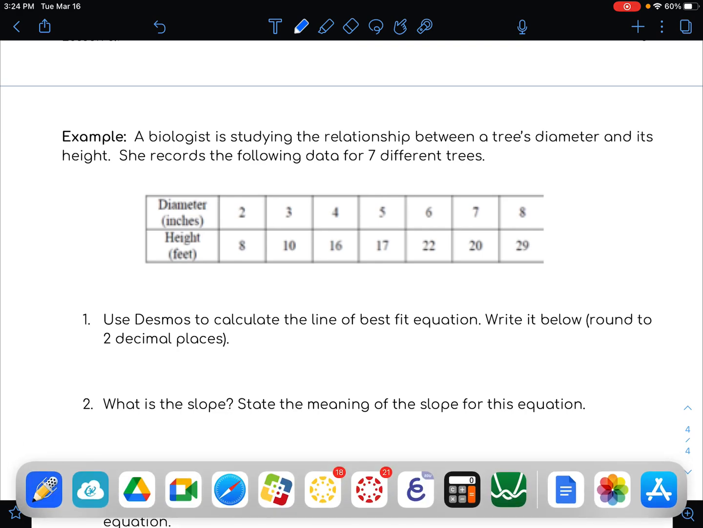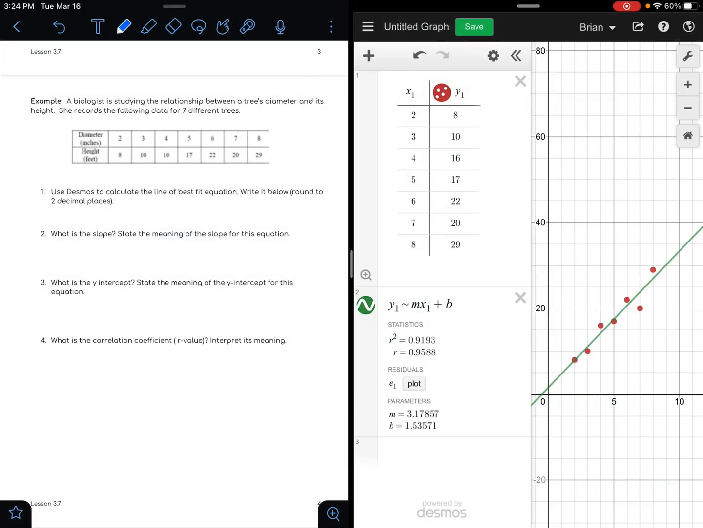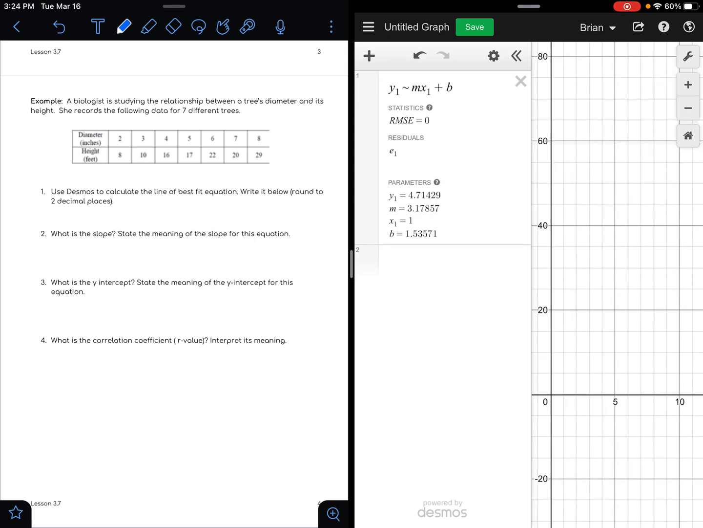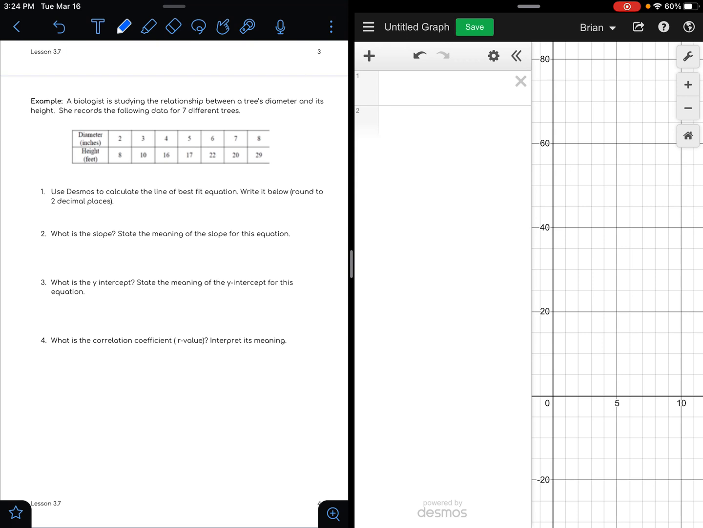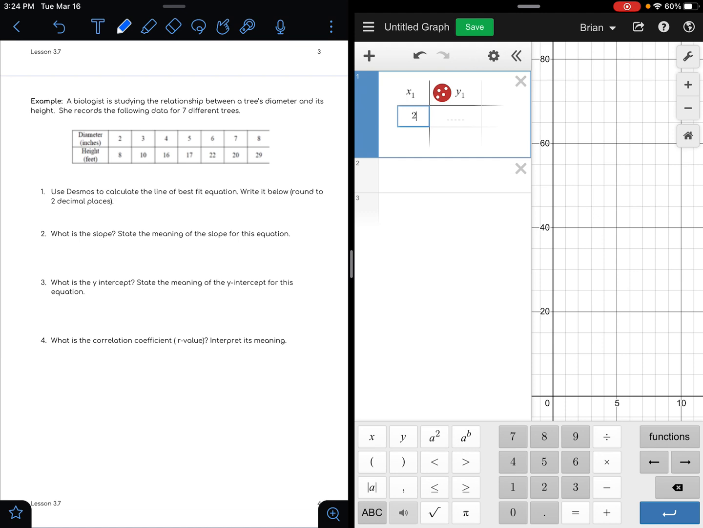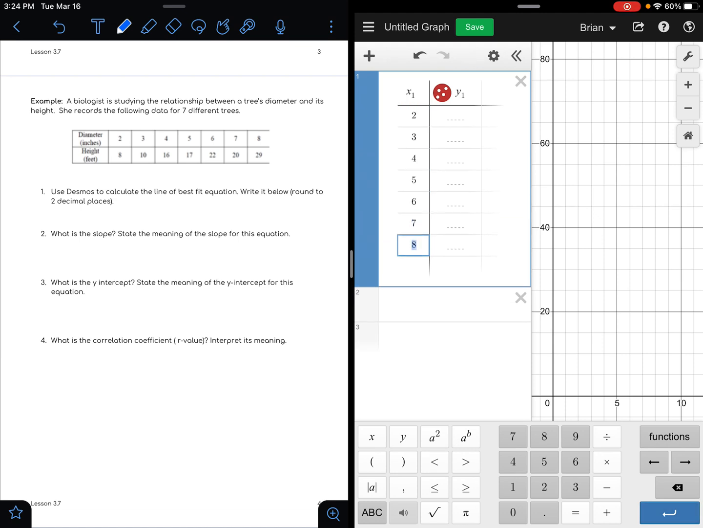All right, so let's do what we have done before with Desmos, kind of like we practiced over the last week in the last number of sections. Let's see if we can delete off what we have. All right, we're going to add in a table here. And we got 2 through 8 for the diameters. So 2, 3, 4, 5, 6, 7, 8.